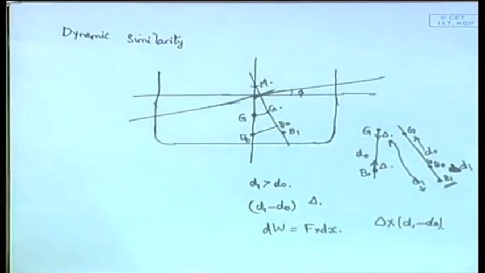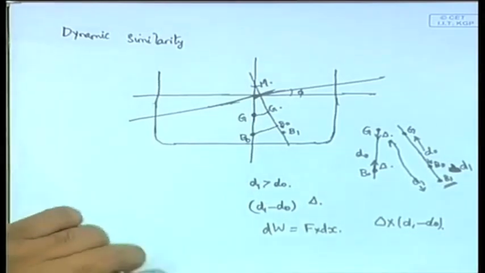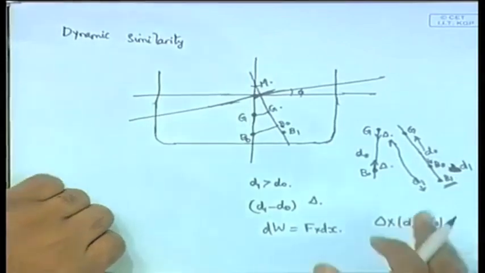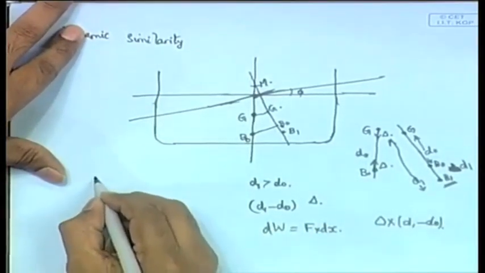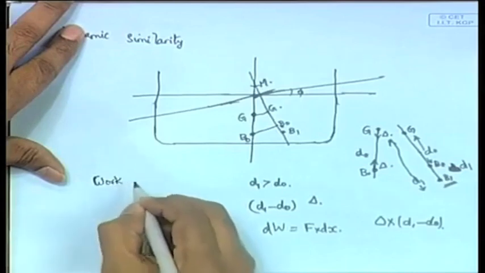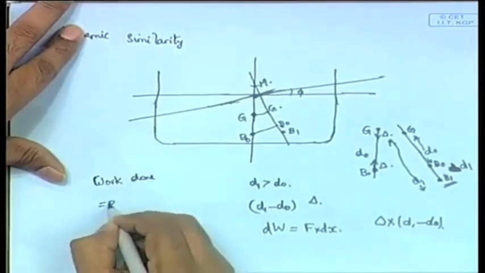That means, because of this heeling, that is the final conclusion. Because of the heeling of the ship, a work equal to delta into D1 minus D0 has been performed. That much work is performed, and that work done is known as dynamical stability. So dynamical stability is equal to work done, or it is the energy required to heel the ship. It is the amount of work done.